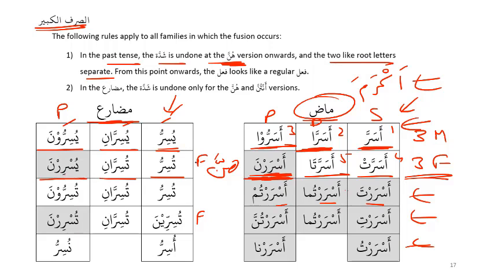This is third person female plural. And what's tusrirna? This is also second person female plural. All right. So these are the only two places where we separate out the fa letter, the ain letter, and the laam letter. In all other places, the merging happens. All right. So this also is a revision of your basic sarfe kabir for madhi and mudare.